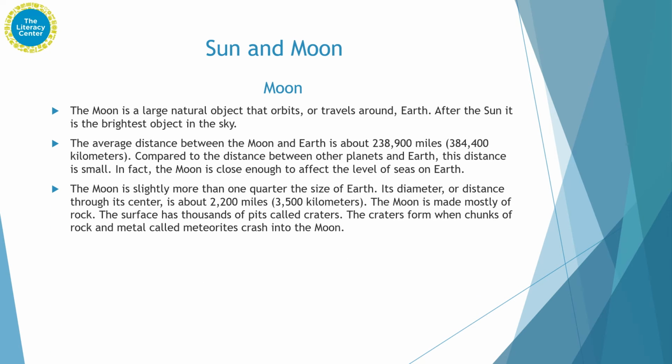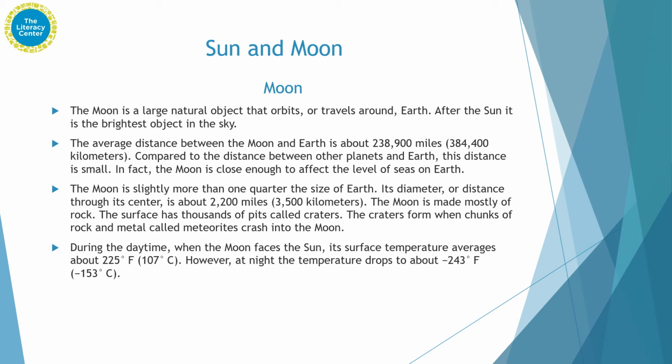The Moon is slightly more than 1/4 the size of Earth. Its diameter or distance through its center is about 2,200 miles. That is 3,500 kilometers. The Moon is made mostly of rock. The surface has thousands of pits called craters. The craters form when chunks of rock and metal called meteorites crash into the Moon.